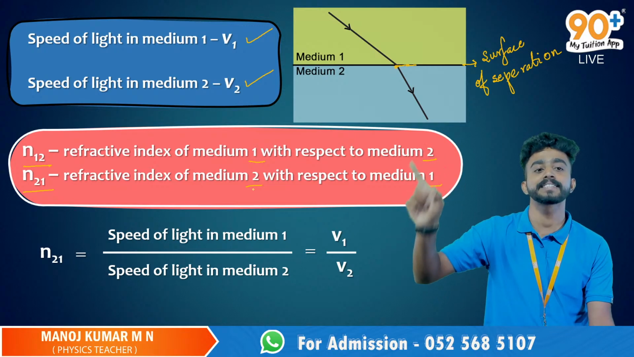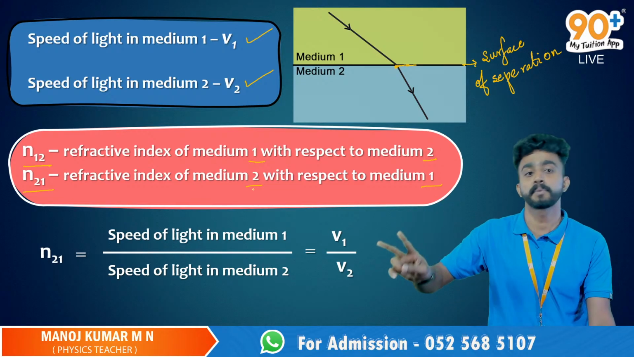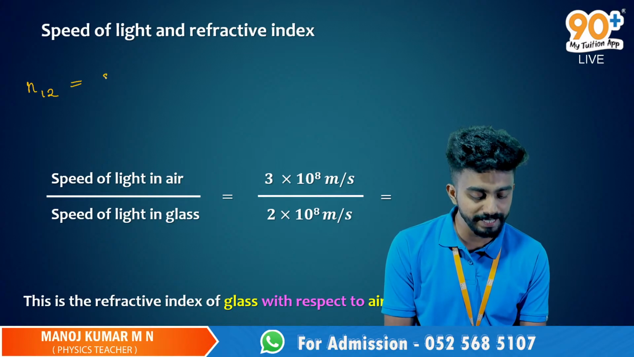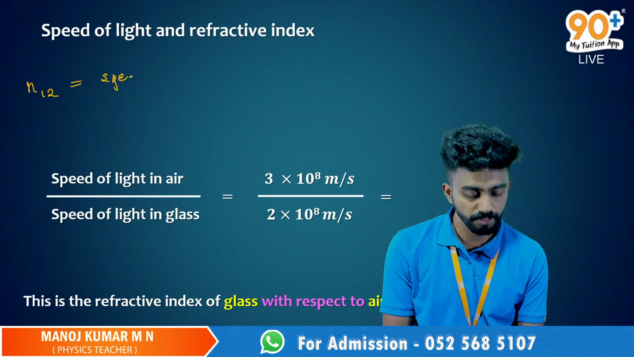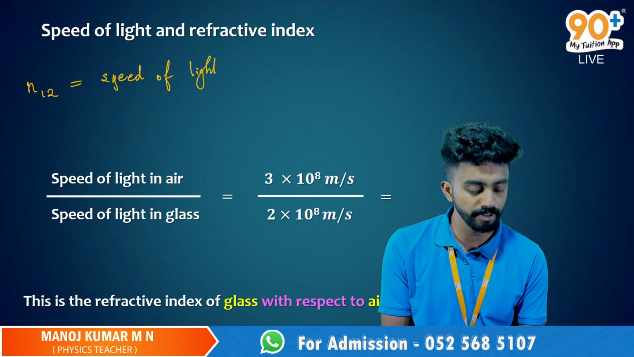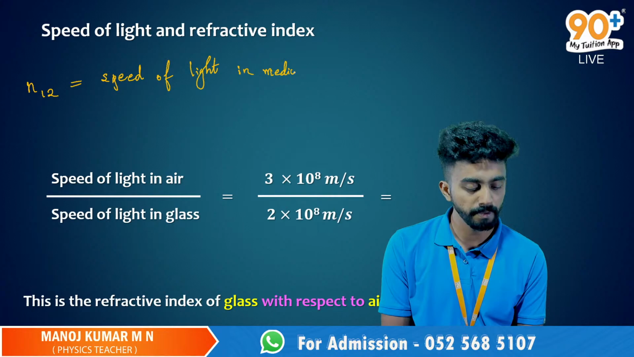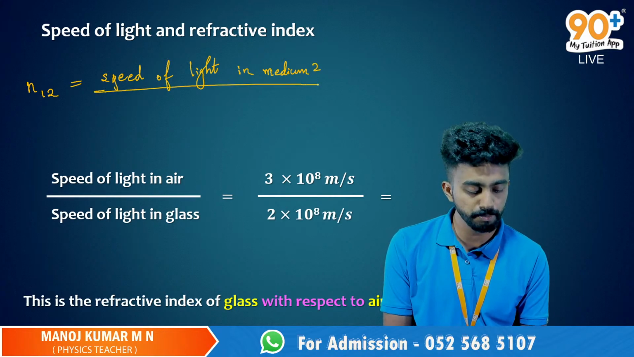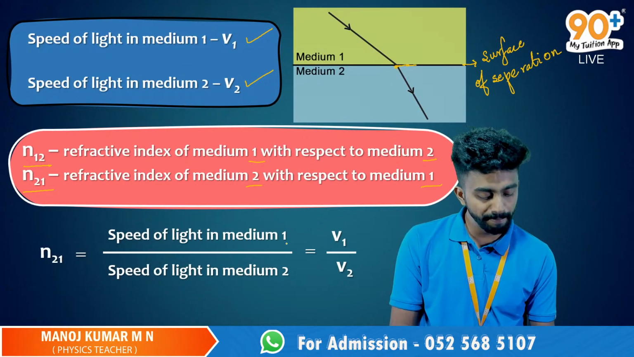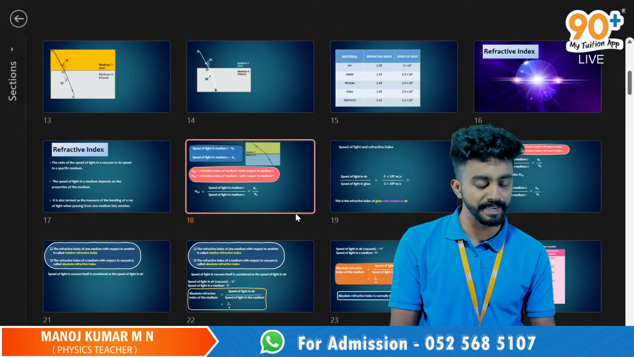So this is the refractive index, and here it is the speed of light. Don't get confused with it, because it is inversely proportional, right? So we are considering n12 is equal to speed of light in medium 2 with respect to speed. So here it is medium 1 divided by medium 2. In the case of n21, what will happen? Medium 2 divided by medium 1.